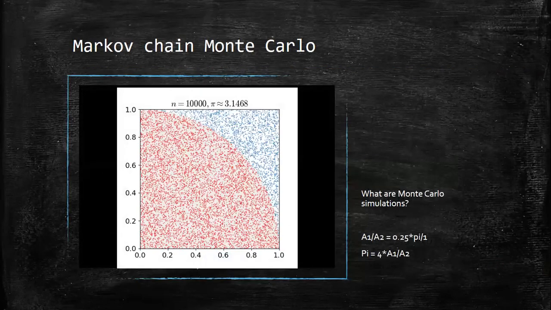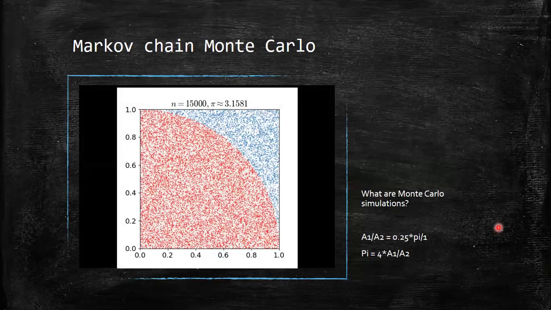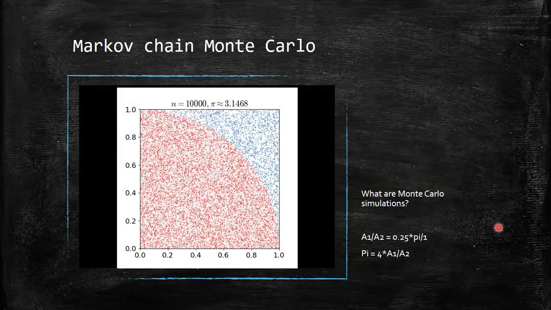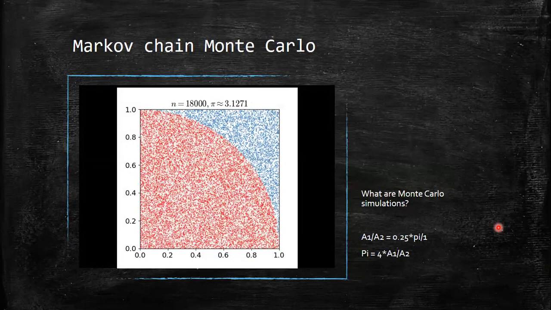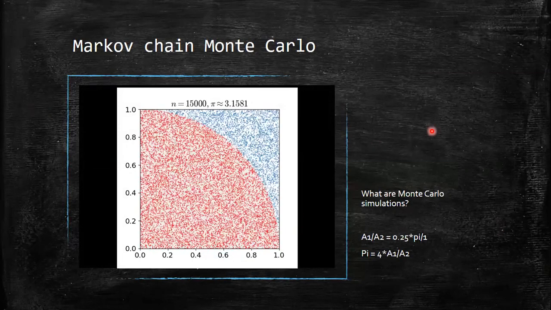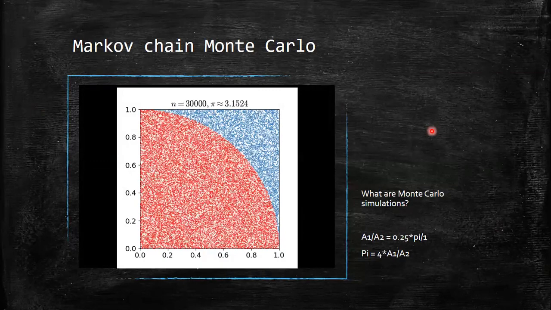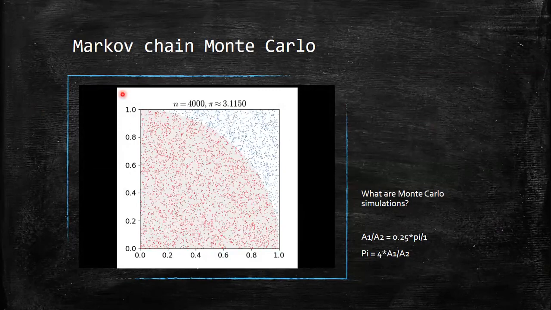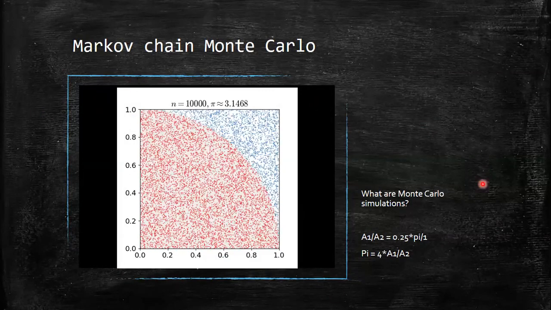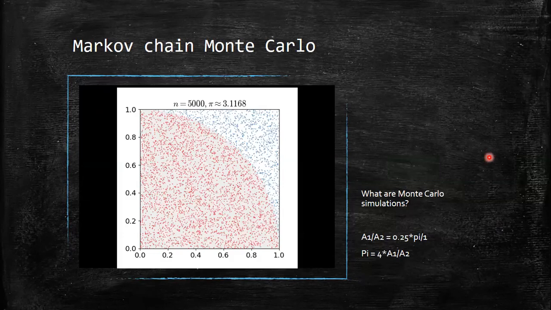And so now let's look at a Monte Carlo simulation. So what is a Monte Carlo simulation? I think an easier way to visualize it is through an example. So let's say we are trying to calculate the value of pi, and we have a square with a unit length, and we have a fourth of a circle inscribed into the square.